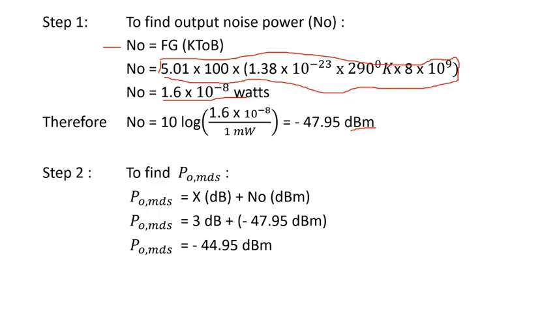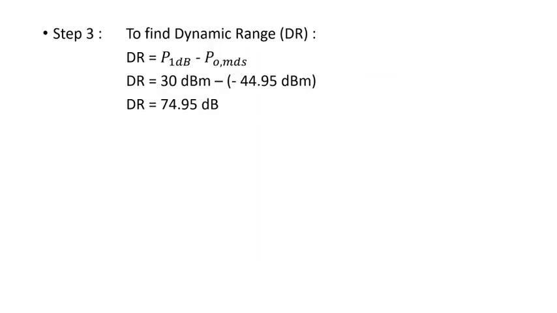So step 2, you will get your minimum detectable signal, which is given by X plus N0. N0 we have already calculated, the output noise power. X is given as 3 dB. So you will get your minimum detectable signal as minus 44.95 dBm. And the last step, you will get your dynamic range. Dynamic range is given by the output power at 1 dB minus the minimum detectable output power. So the dynamic range comes out to be 74.95.